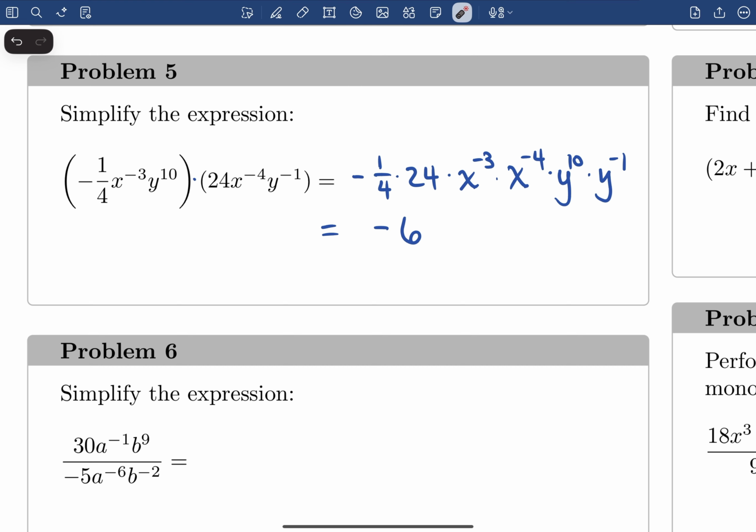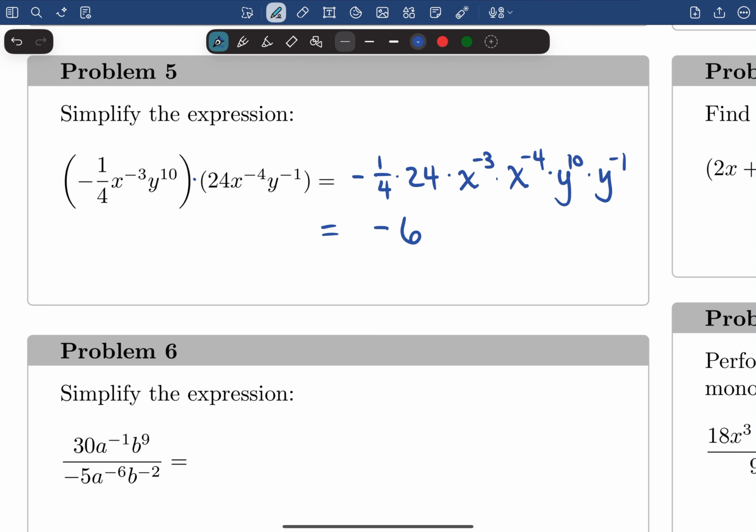And now I can use the product rule on the x's and the product rule on the y's, so I can say, hey, this is multiplied by x to the negative 3 plus negative 4. Negative 3 plus negative 4. And you could immediately say, well, negative 3 plus negative 4 is negative 7. So let's just write that. So I have x to the negative 7th. And now we multiply that with y to the 10th times y to the negative 1. So we're going to add the exponents together using the product rule. And 10 plus negative 1 is 9. So I can write 9 right there.